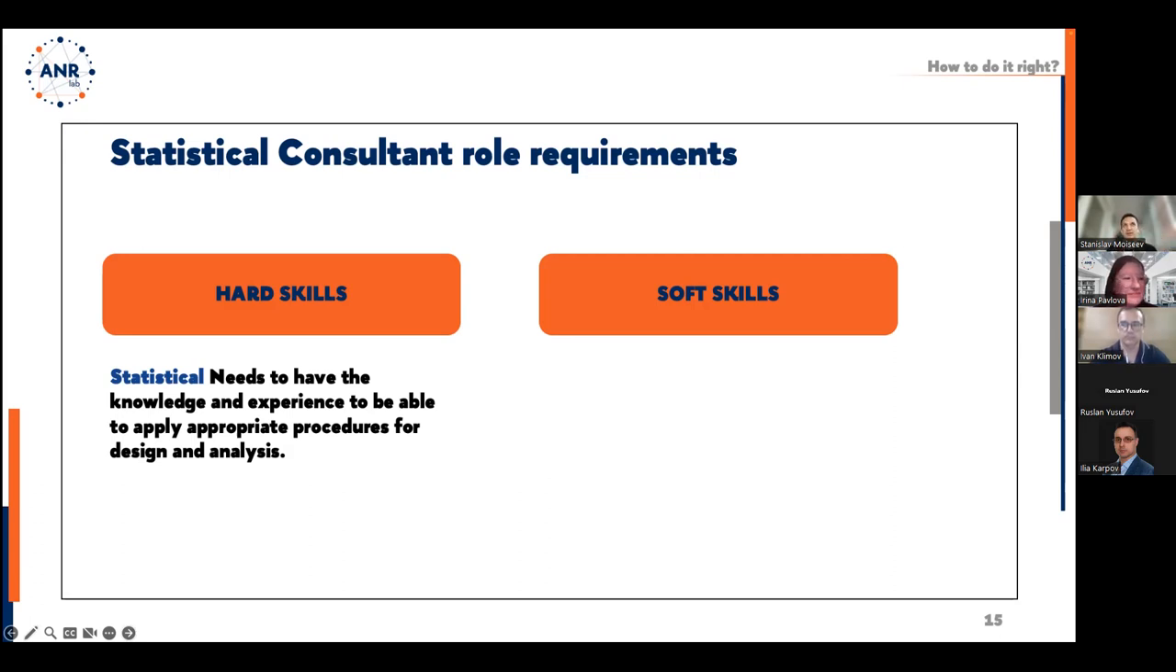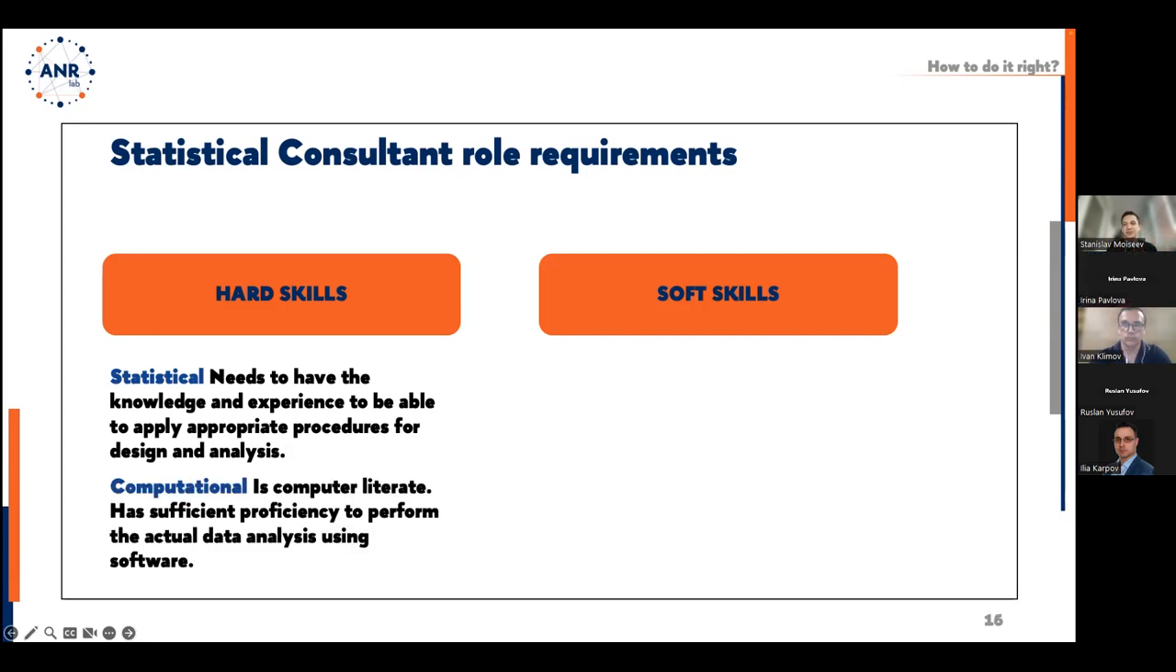In the starting point, a consultant is a statistician, and he or she has to know which methods exist, how to apply these methods and procedures to design a statistical consulting project, how to analyze the data, and how to derive some insights from this analysis.